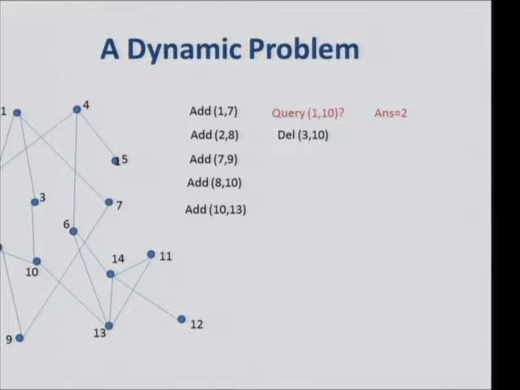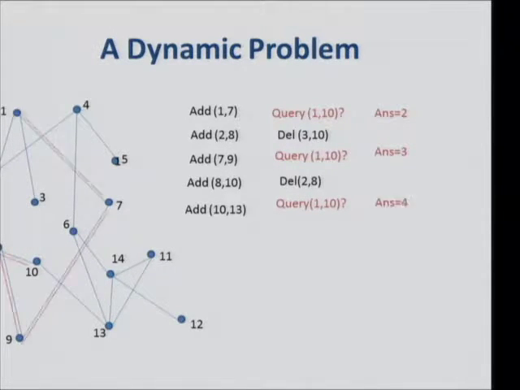Some edge goes down in the network, so you have to delete the edge connecting vertex 3 to vertex 10. And again, you have the query. Of course, the length of the shortest path connecting the same pair of vertices has changed, and now it's 3. You get the idea. Again, a certain edge goes down, and then there comes a query, and the answer is very different. It keeps changing the paths in this graph.